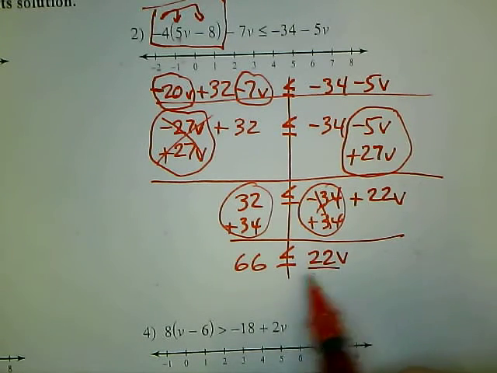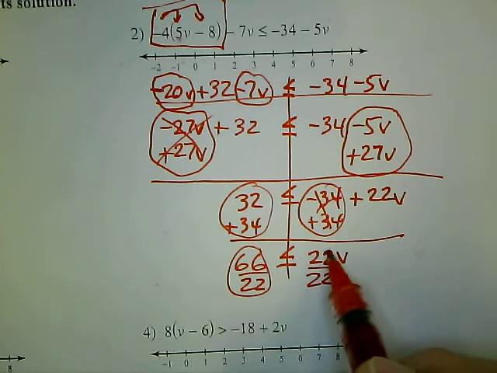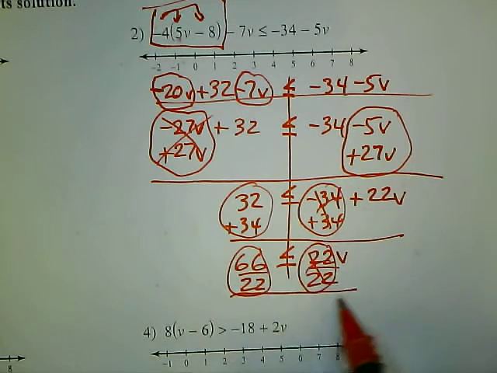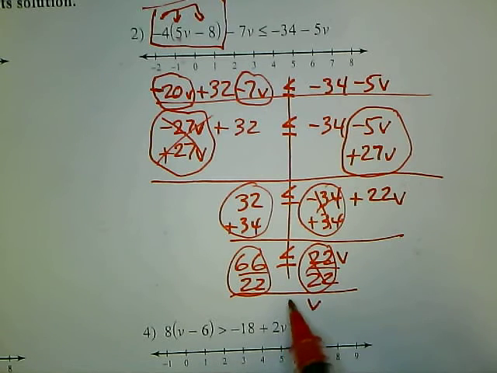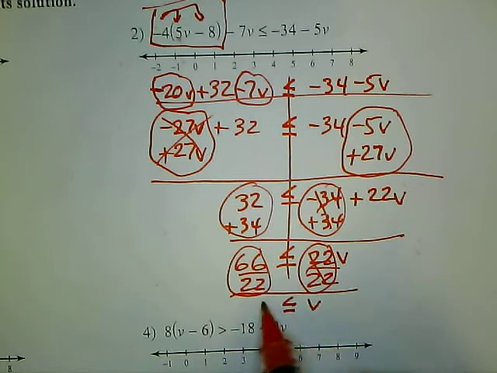And we'll divide by 22. Did we divide by a negative number? Anybody? Did we divide by a negative number? No. Our sign stays the same because the bottom number is not negative. Doesn't matter about the top number. It's the bottom number. 66 divided by 22 is 3.